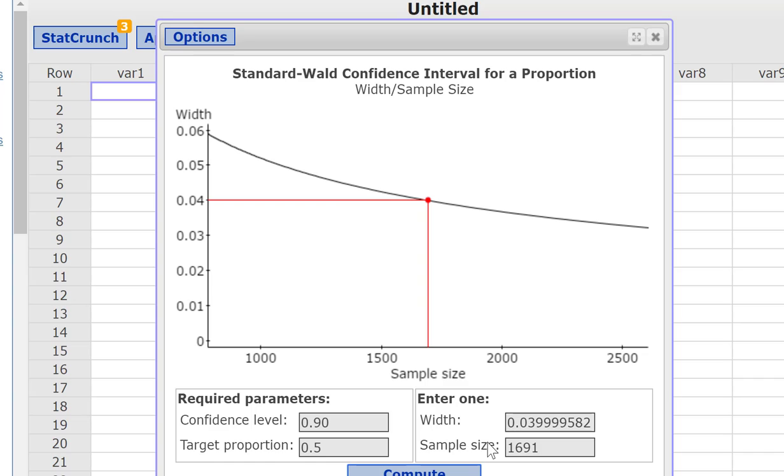And we get 1691. Now you notice it ticked it down a little bit, so it'd be nice if that had kept it at 0.04, and if the applet had gone ahead and rounded it up, but it doesn't. So 0.039999582 is 1691. So I hope that helps.